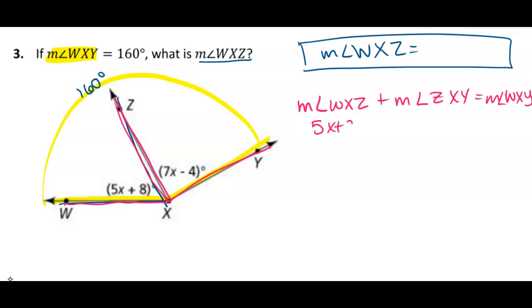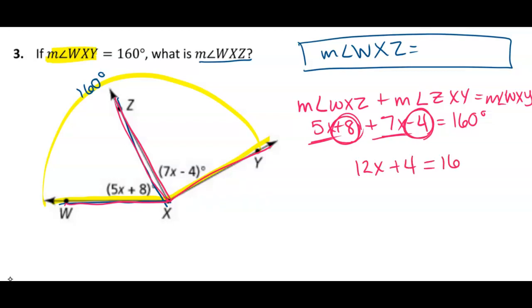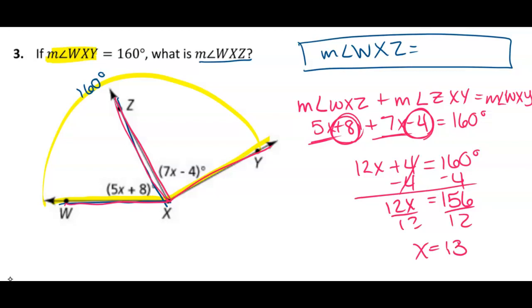We've got 5x plus 8 plus ZXY is 7x minus 4. And then WXY is 160 degrees. So we combine like terms. 5x plus 7x is 12x. And then 8 minus 4 is positive 4, which is equal to 160. Subtract 4, we get 12x is equal to 156. We divide by 12, and x is equal to 13.